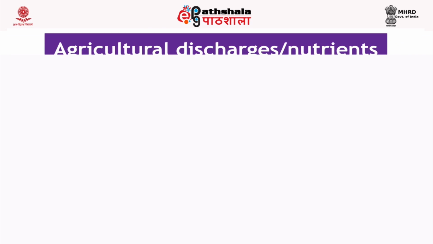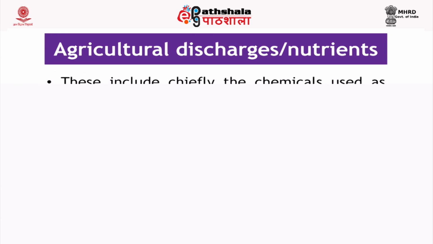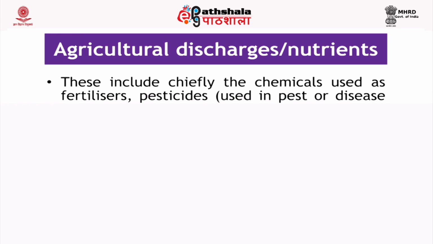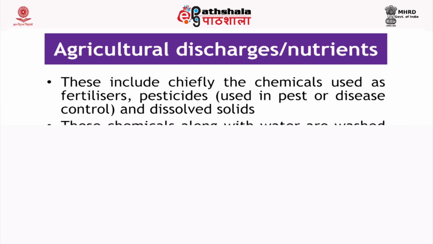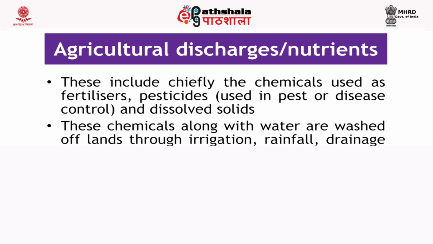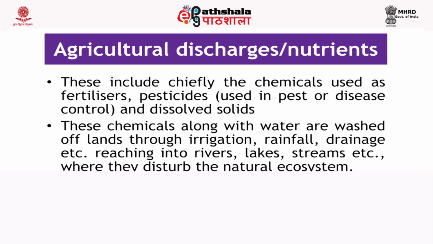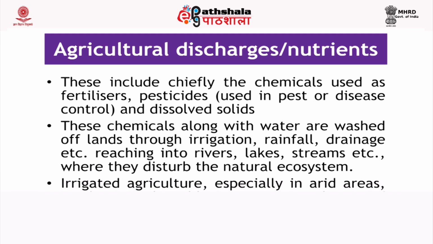The next surface water pollution is from agricultural discharge, and it includes chiefly the chemicals used in fertilizers, pesticides and dissolved solids. These chemicals, along with water, are washed off through irrigation, rainfall and drainage, and reach the river, lake and other water bodies like streams, where they disturb the natural ecosystem.